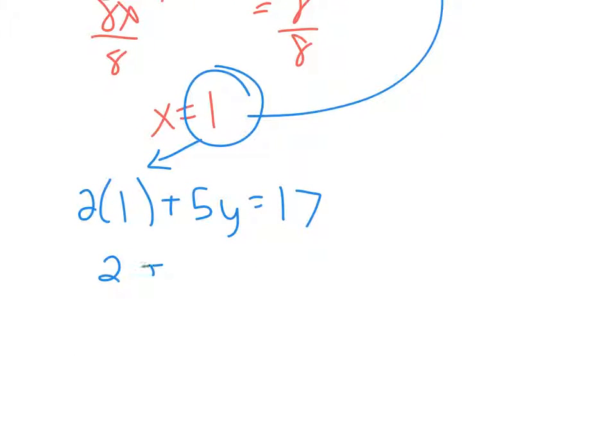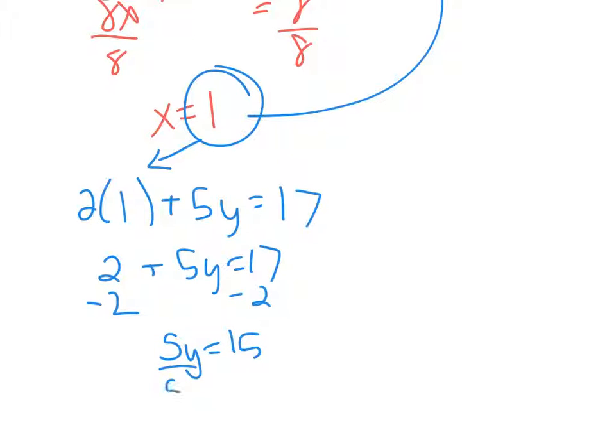So we have 2 plus 5y equals 17. Subtract 2. 5y is 15. Divide by 5. y is equal to 3. And we have just solved our first system using the elimination method.